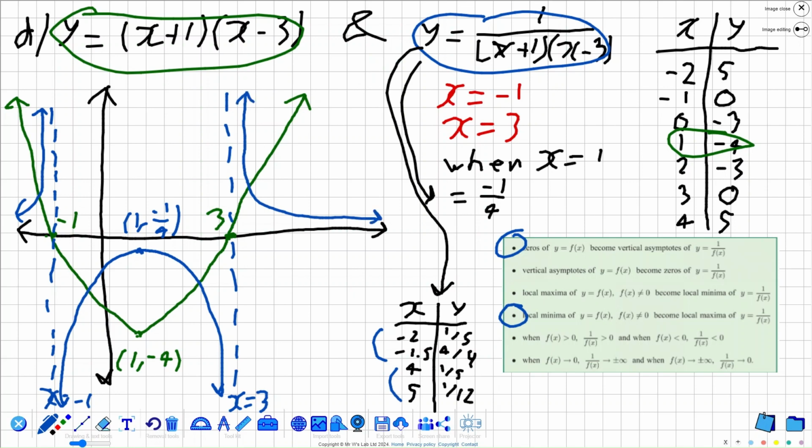And then what would be good for us to do, it's probably a little tricky, but we'll fit it in, is we'll just label this graph. So x plus 1 and x minus 3, yeah, it goes a little down here. And then this one, y equals 1 over x plus 1 x minus 3, like that.